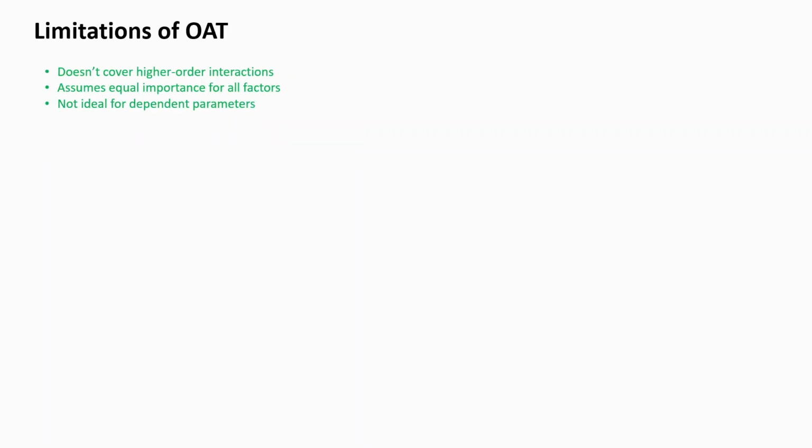On the other hand, the limitation of the orthogonal array technique is that it does not cover higher order interactions. It covers only the lower order interactions. That means it covers the interaction between pairs. It assumes equal importance for all the factors. So that is why there is no prioritization in the testing, right? It thinks all the parameters are equally important. So it is not ideal for dependent parameters.